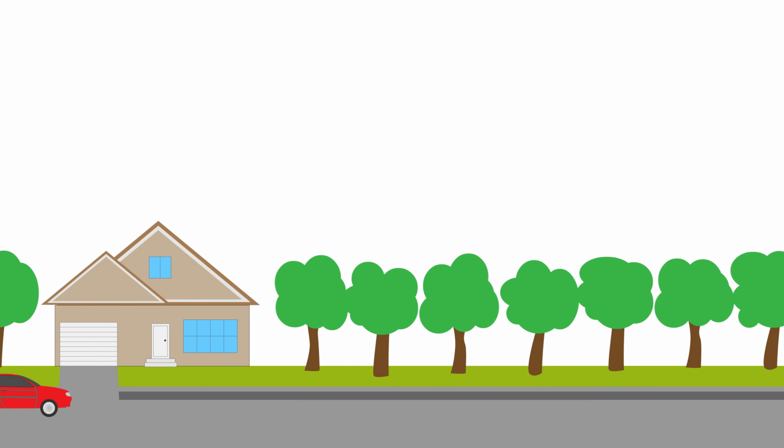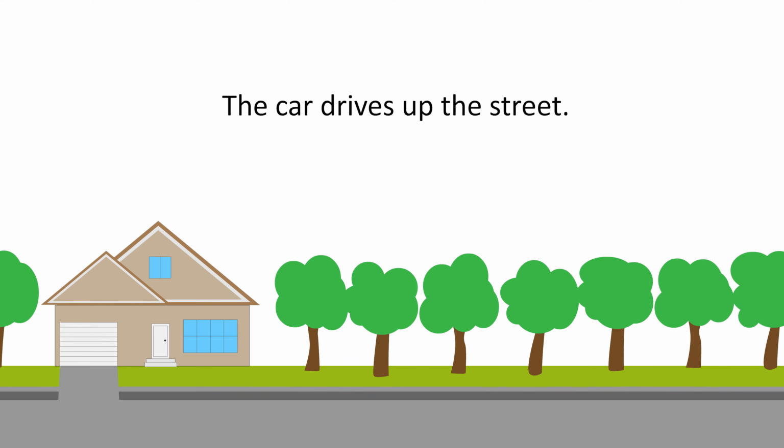How do you think we could describe this? Here, a car drives along a street. So we can say, the car drives up the street. Drives means drive, and up means along. So the sentence just means, the car drives along the street.